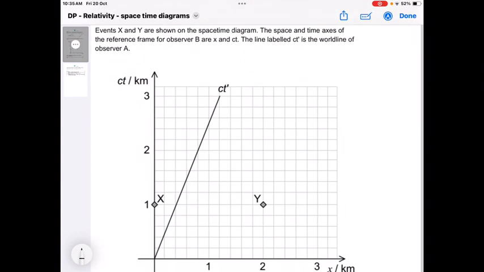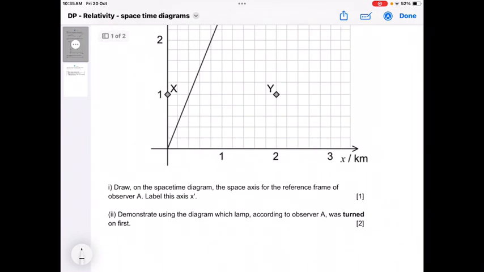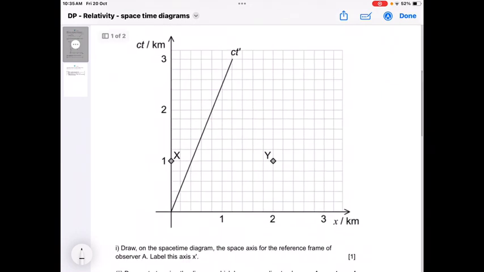The space and time axes of the reference frame for observer B are x and ct. The line labeled ct' is the world line of observer A. Now they are asking, draw on the space-time diagram the space axis for the reference frame of observer A. Label this axis x'. We can draw this with the help of the information given that A is moving with the speed of 0.4 c. Keeping this reference, we first plot 2 points, and with the help of these 2 points we will draw the line.